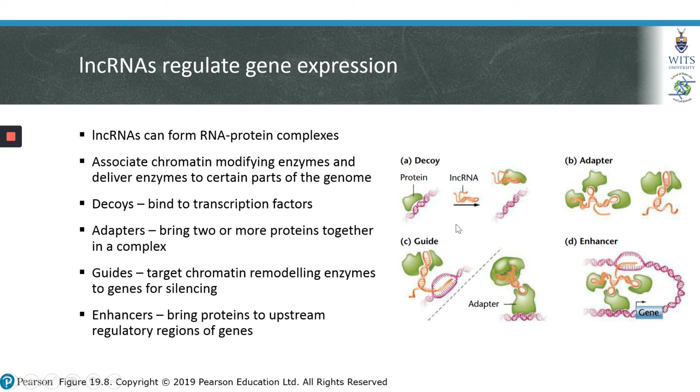When a long non-coding RNA binds to a transcription factor, it can sequester that transcription factor and prevent that transcription factor from binding to its DNA target. And therefore, a long non-coding RNA can act as a decoy. So the transcription factor which binds to that long non-coding RNA cannot bind to the DNA sequence of interest and therefore will inhibit gene expression.